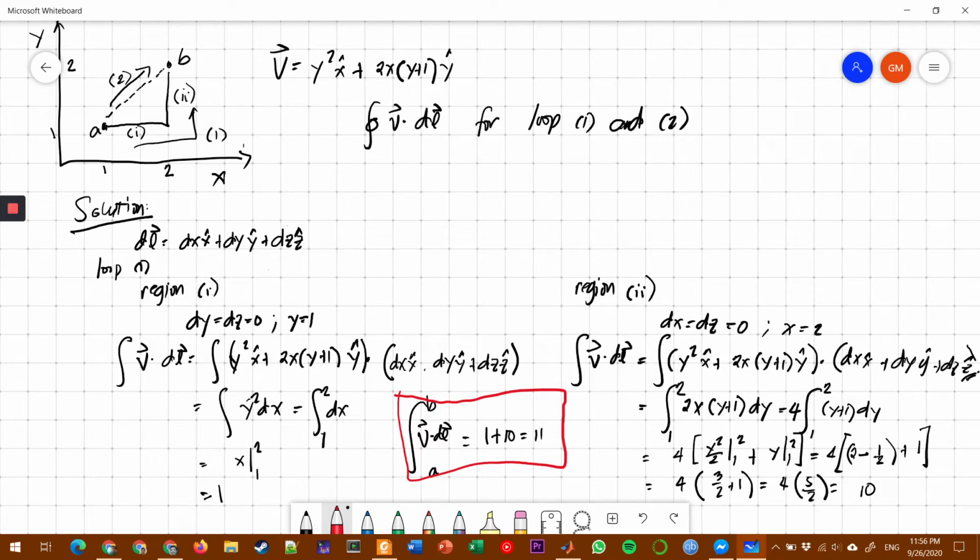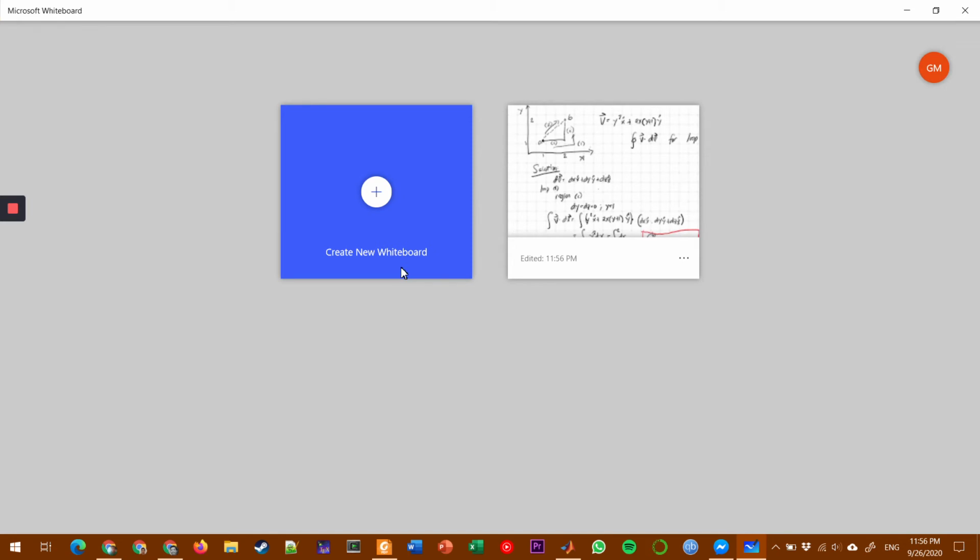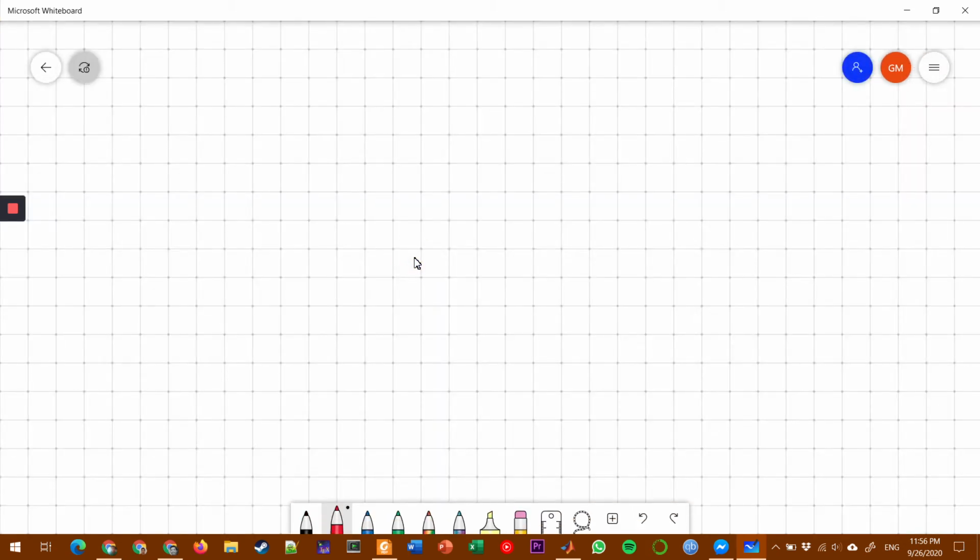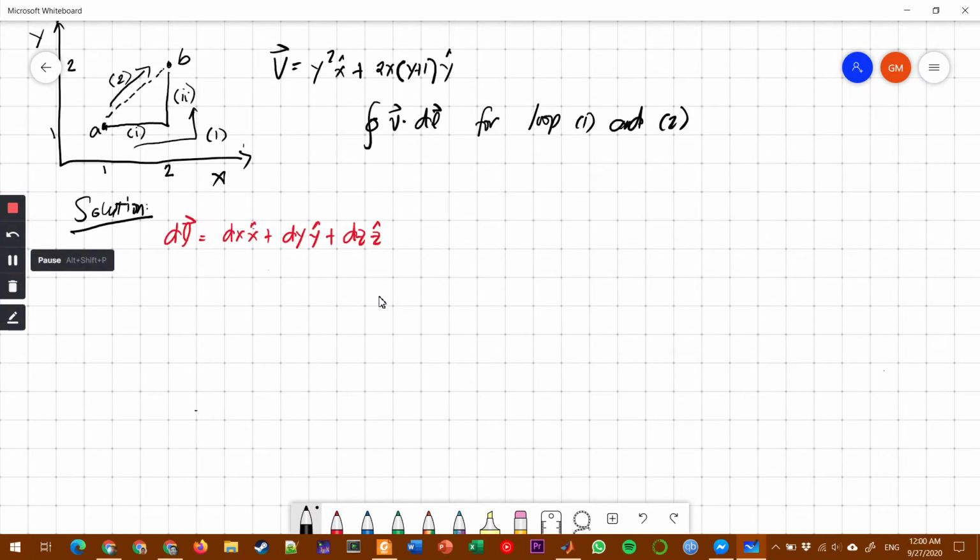Okay, now let's take a look at the value of your line integral if we take the path 2. So create another canvas, whiteboard, and then for the path 2, balik ko itong drawing mo. So for the path 2, let's go back sa kanang problem gihapon, kaning graph.